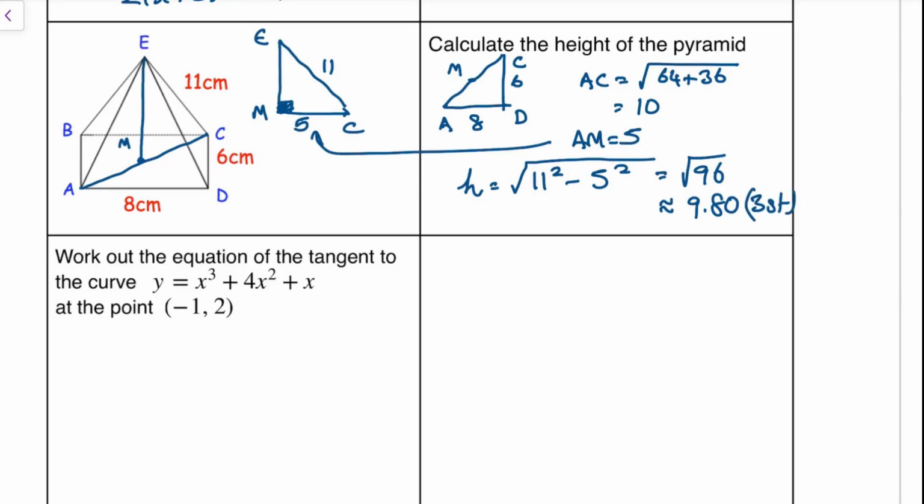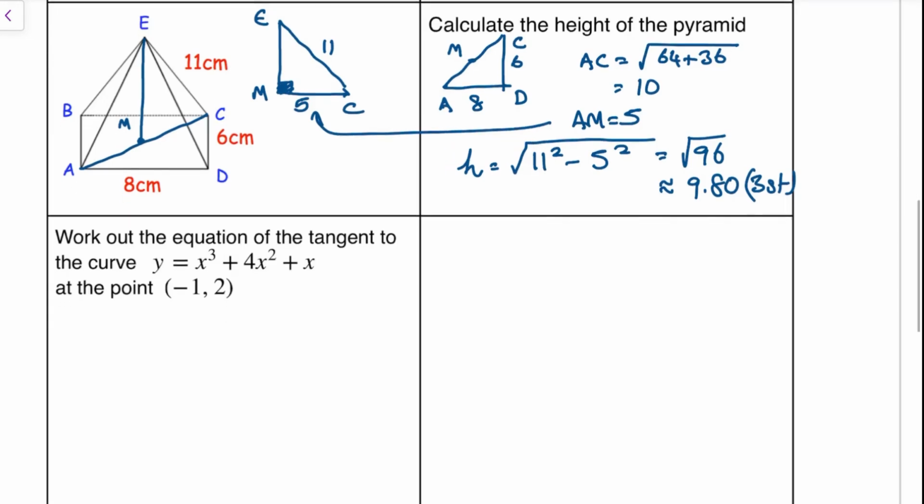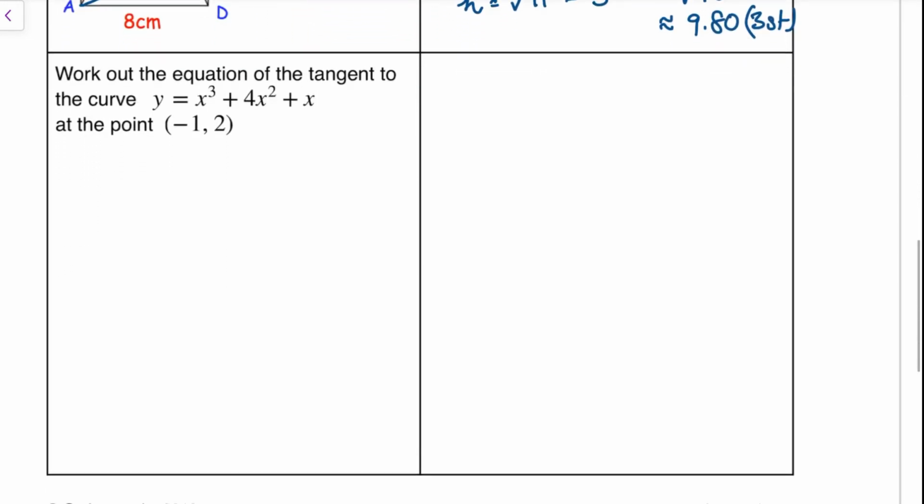Read the question. Does it want it as an exact value? Does it want it as 3 significant figures? How does it want your answer? Nothing's given here, so both of these answers will be acceptable. Next and final question of today.